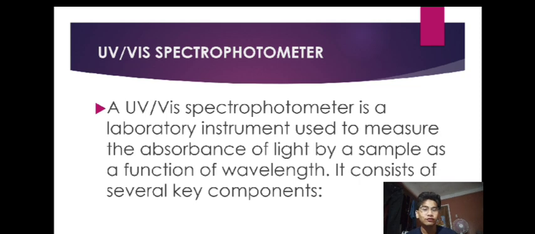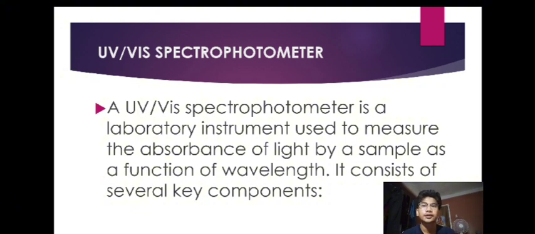So, UV visible spectrometry is a laboratory technique used to measure the absorbance of light by a sample as a function of wavelength, and it consists of several steps.